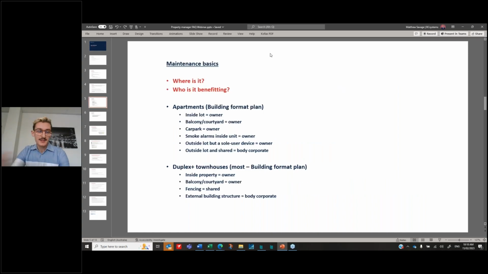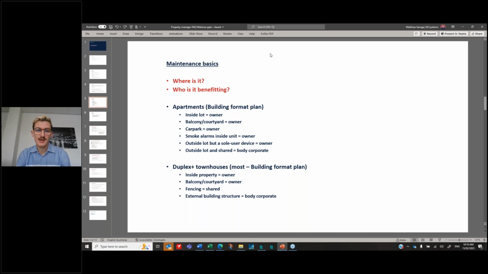So that's levies. We'll go on to some maintenance now. Maintenance basics, this will be quite quick, I suppose. The idea is to give you some principles, not to set out every individual item of maintenance. The basic questions are, where is it? Where is the problem that you're talking about, or the issue that needs to be repaired? And the second question is, who is that thing benefiting? That's an important question, because a lot of the body corporate law relies on who is benefiting from a particular service, and that determines who's responsible to maintain it.